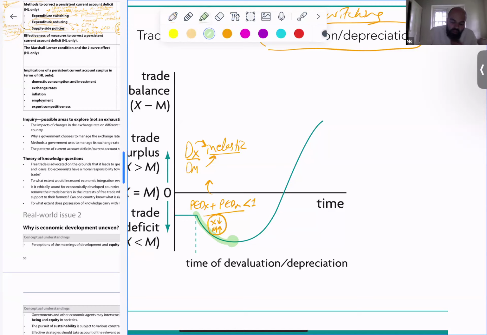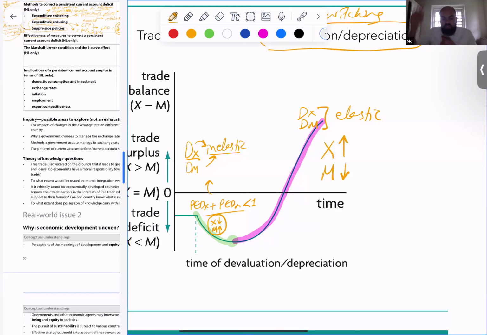But then in the long term, if you are patient, the demand for exports and the demand for imports becomes more elastic. So now, because exports are cheaper, export revenue will begin to rise, import expenditure will begin to fall, and the deficit will get better until eventually it goes into surplus. This is called the J curve effect because it looks like a J curve.